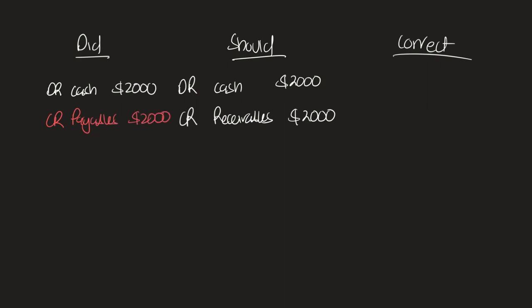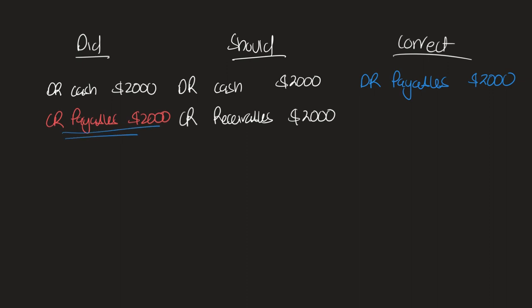That is clearly wrong. So to correct this particular mistake, what they need to do is they need to remove that credit against payables. So the way we remove it is we simply debit the payables, okay, and that's going to be the 2,000, and that's obviously going to counteract what they did initially.